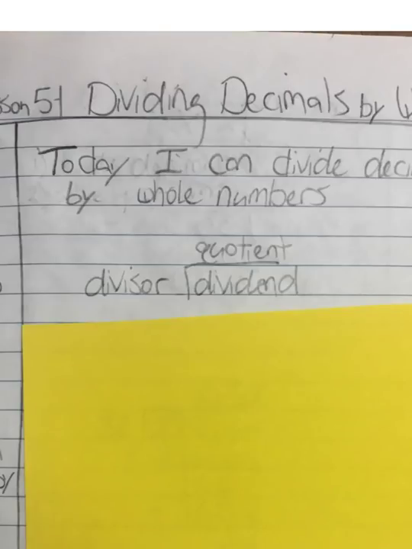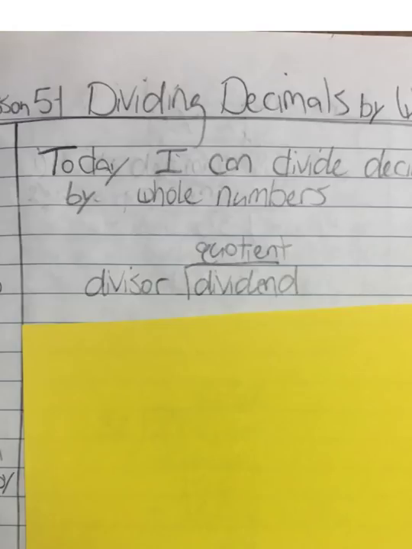Hey guys, I am here with lesson 5-1, which is dividing decimals by whole numbers. Make sure that you number your page, get your Cornell notes set up, and put this new page of notes back in your table of contents. And then as soon as you have that all set up, you are ready to get started.